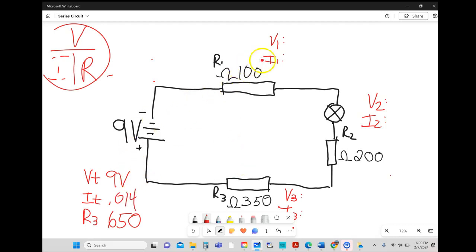And then, if you remember the rules, what's constant? Current. So I'm going to put 0.014. I'm going to do that all the way around. And then I have to calculate for V. Why don't you guys give that a try?